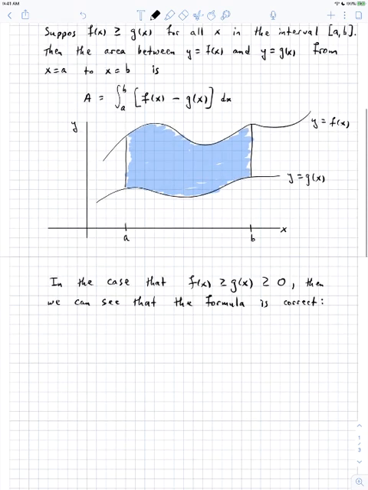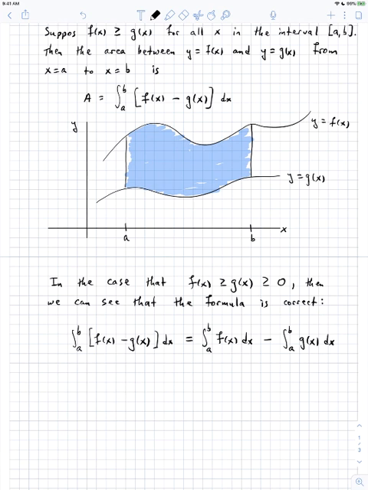Why is that? If we look at the integral from a to b of the difference between f and g, so f of x minus g of x dx, we can write this integral of differences as the difference of the integrals. So the integral of f from a to b minus the integral from a to b of g. So the integral of the difference is the difference of the integrals. But this first integral, the integral of f, is the area under the curve y equals f of x. And the second integral is the area under y equals g of x.